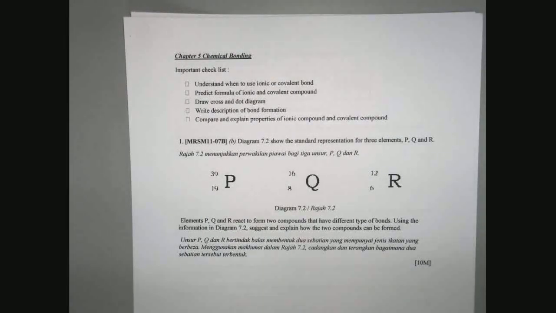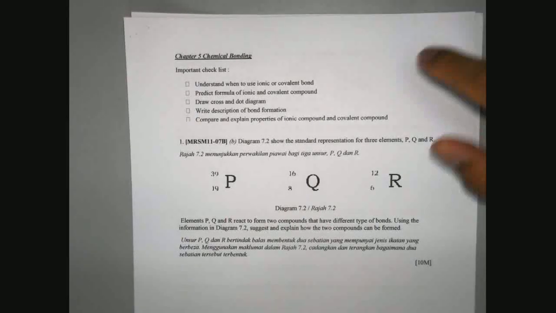Right. So next on, we will discuss chapter 5, chemical bonding. This is one of the chapters that is considered quite simple. As long as you follow the steps properly, step by step, you should be able to get a very good score for this entire chapter. These are some of the checklists that we need to know.